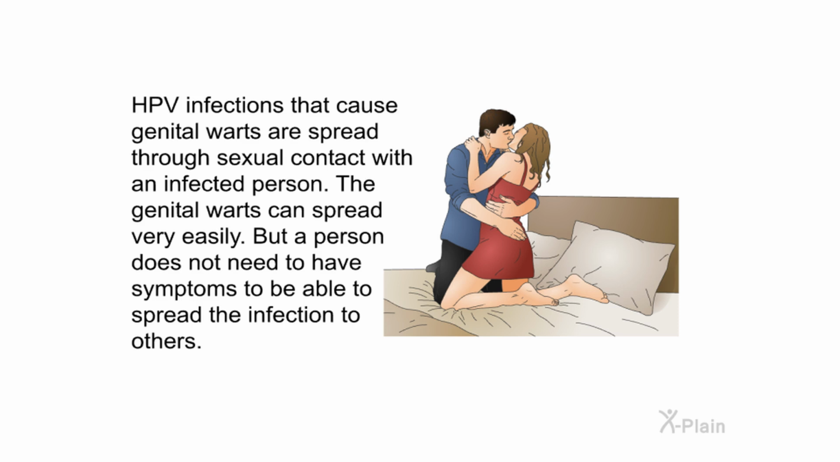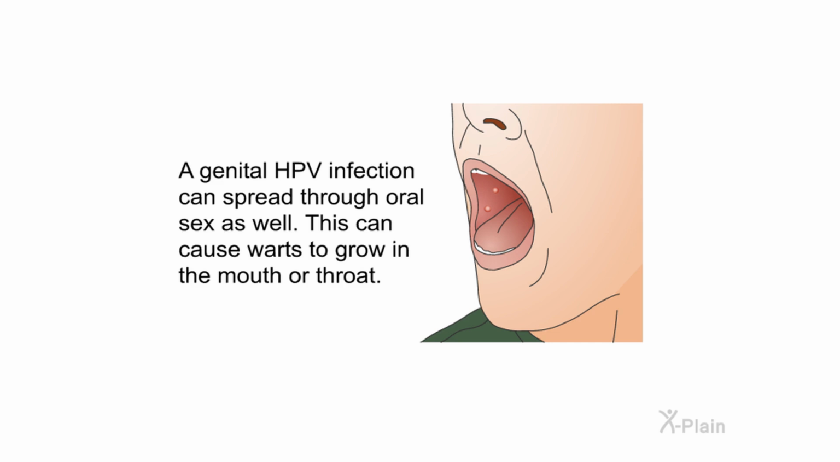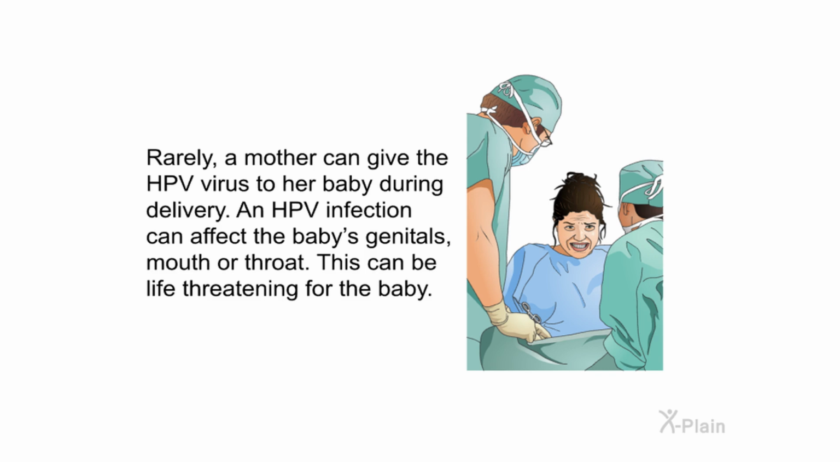The genital warts can spread very easily, but a person does not need to have symptoms to be able to spread the infection to others. A genital HPV infection can spread through oral sex as well. This can cause warts to grow in the mouth or throat. Rarely, a mother can give the HPV virus to her baby during delivery. An HPV infection can affect the baby's genitals, mouth, or throat. This can be life-threatening for the baby.